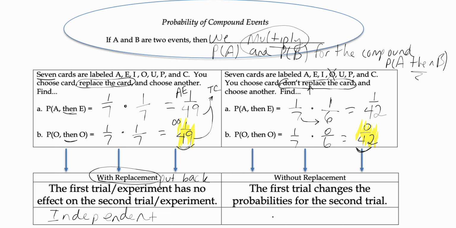When you hang on to the item and don't replace it, we call that without replacement, or a series of dependent events. In a dependent event, the first event changes the probabilities for the second. Something happened in the first step of the game that made the second step have a different probability.